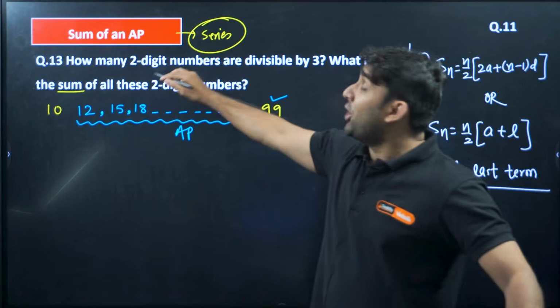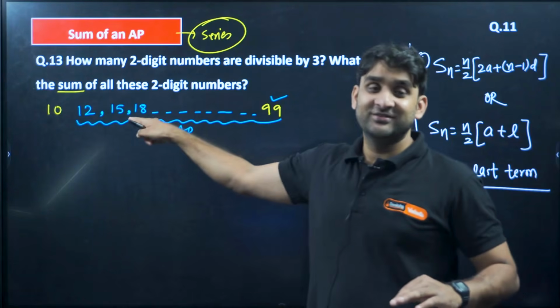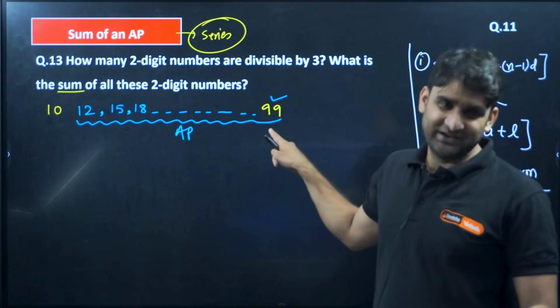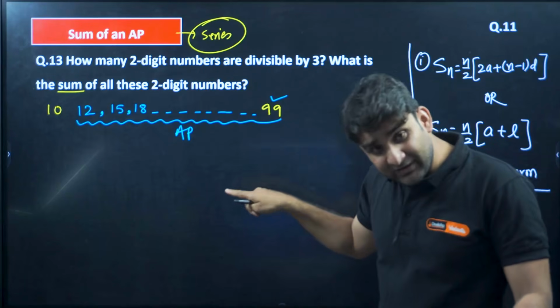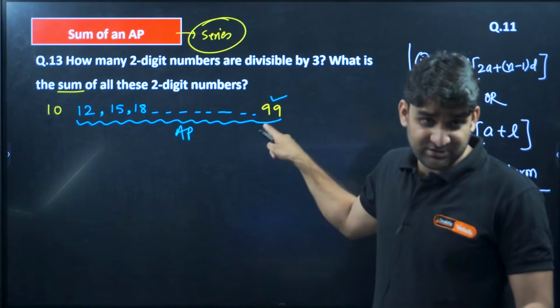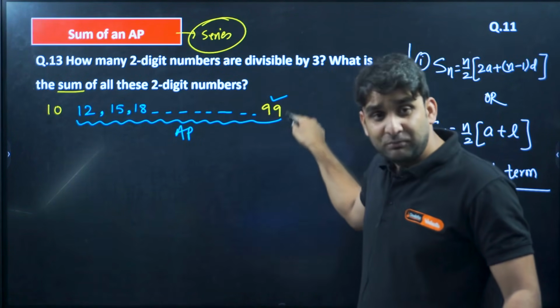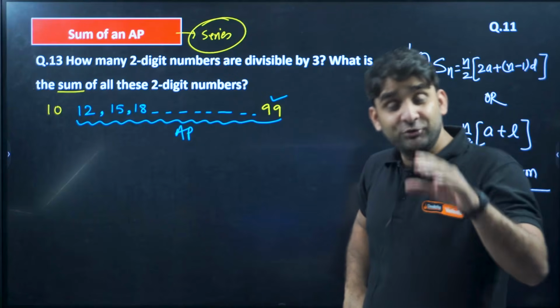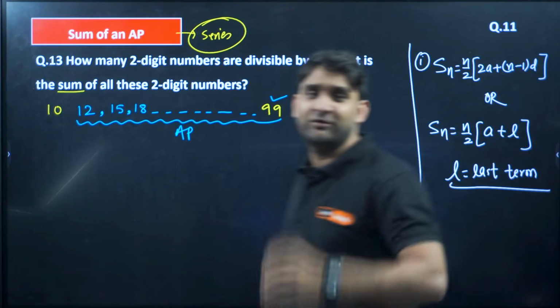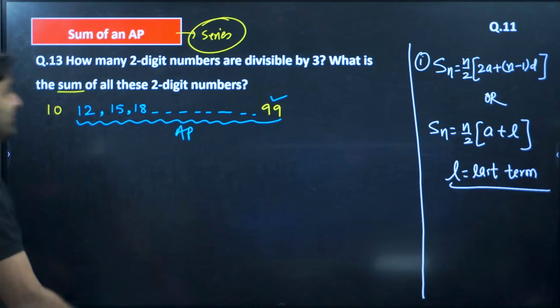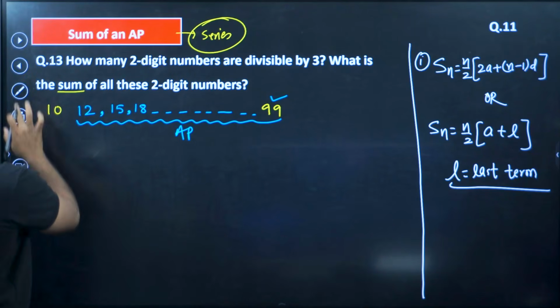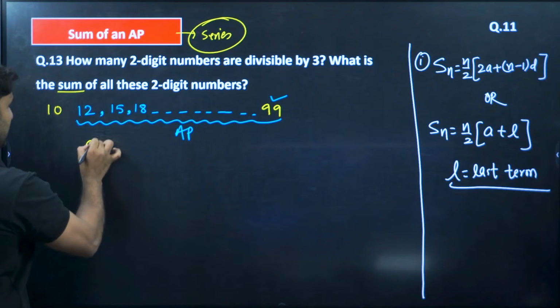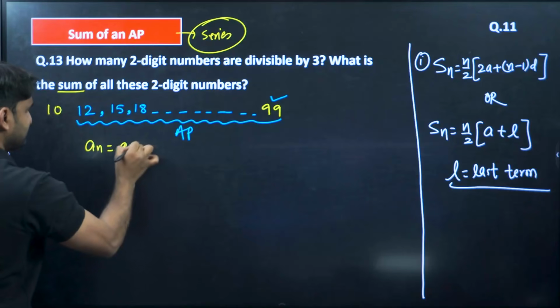Now the question is, how many terms are there? How many numbers? So my dear, this AP is finite, right? Because 99 is the last term. If this AP is finite, it means the last term is given to you. So find the position of this term, and the position of 99 will be the total number of terms. I don't know the position of 99, so we can write an. So let's write an is equal to 99.